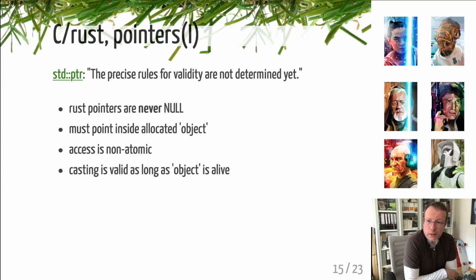So for pointers, Rust pointers are never null. They must point inside an allocated object. Access is not atomic, and casting is valid as long as the object is alive. And that's the example from the previous example. We had taken a pointer of an object, which then went out of scope, and we still had the pointer value. And casting it back to something would, of course, not have been allowed.